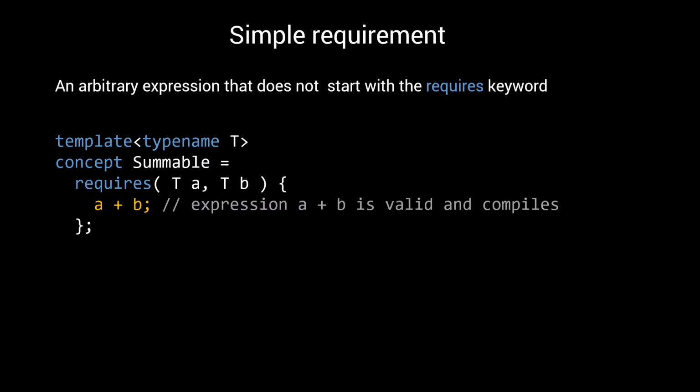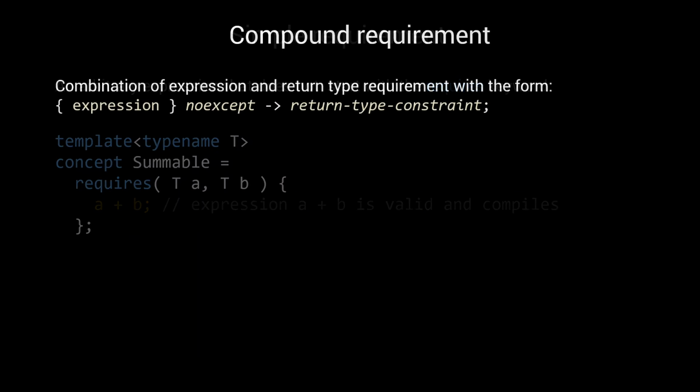And this is exactly what a simple requirement is all about, checking whether an expression is valid C++ and compiles. The expression is not evaluated, and no guarantees are given on the output. If we do want to describe a constraint on the output, for example that if you add up A and B, which are both of type T, the result is also of type T, then you need what's called a compound requirement. A compound requirement always starts with the expression itself in braces, followed optionally by the noexcept keyword to indicate that the expression should be marked as noexcept, and again, optionally, an arrow followed by the constraint on the return type.